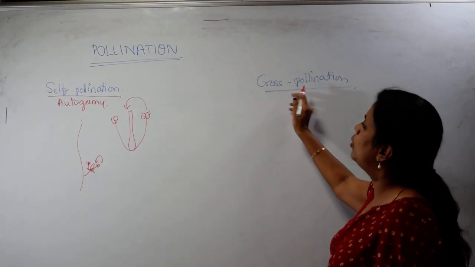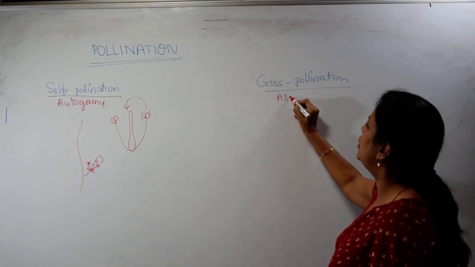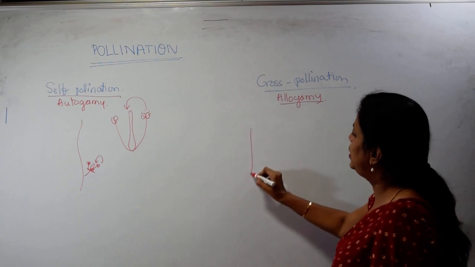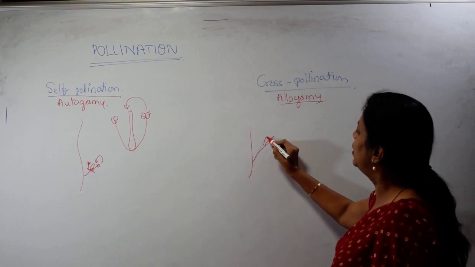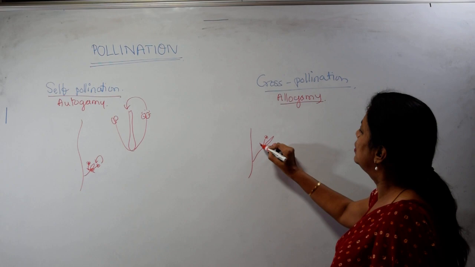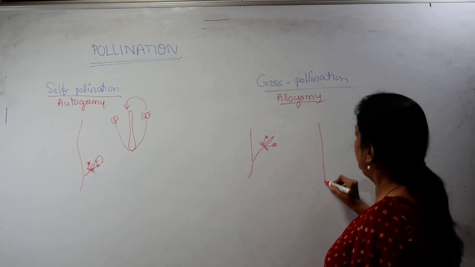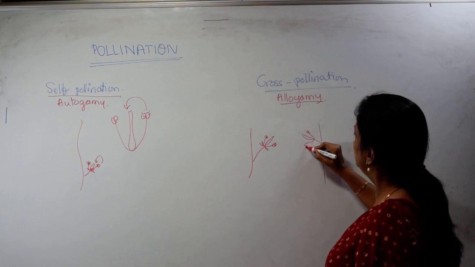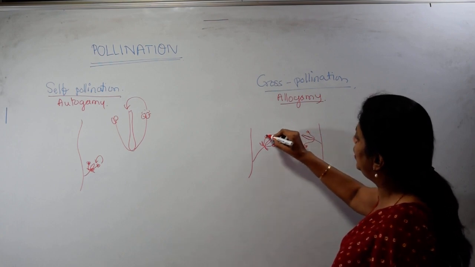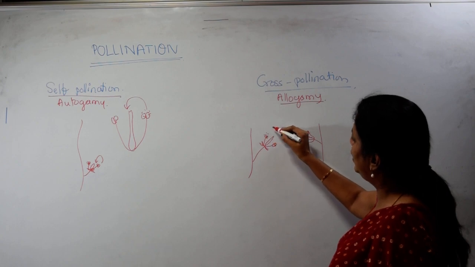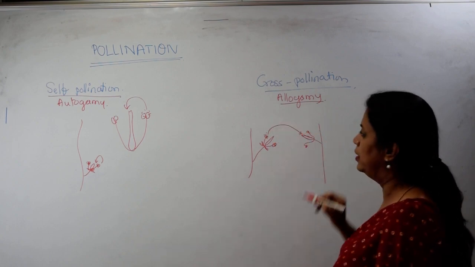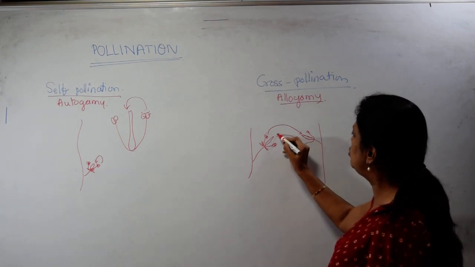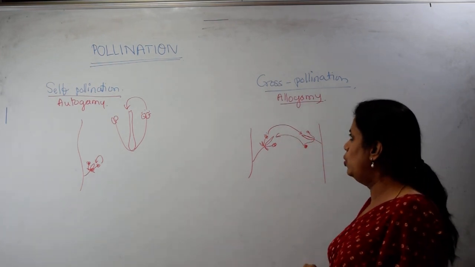But the other one is called cross pollination. This is nothing but allogamy. What happens is, here suppose there is one flower, stigma, anthers, okay. There is another flower, it has the stigma, anthers. If the pollen grain of one plant or one flower falls on the stigma of another, it is called cross pollination. Or this falls on this stigma also is cross pollination, or allogamy.